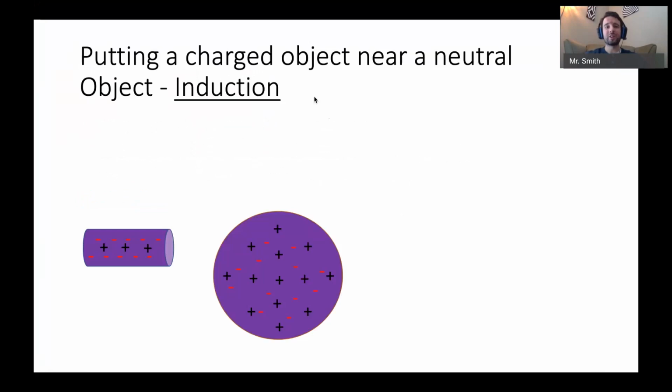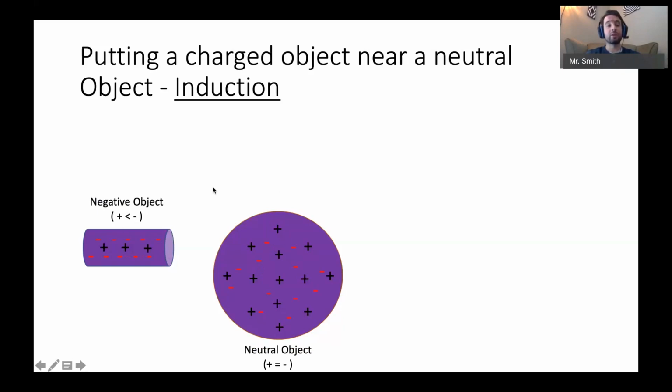Now, the next way is a little bit more complicated than just rubbing and producing electrons. This is called induction. What induction means is you take a charged object. Here's my charged object, a cylinder. You'll notice that it's negatively charged because it has way more electrons, way more negatives, than it has protons, the positives. And then I have a neutral object, where for every one plus I have one minus. I'm pretty sure they're even. So my circle here is neutral, and my negative object is my little cylinder.